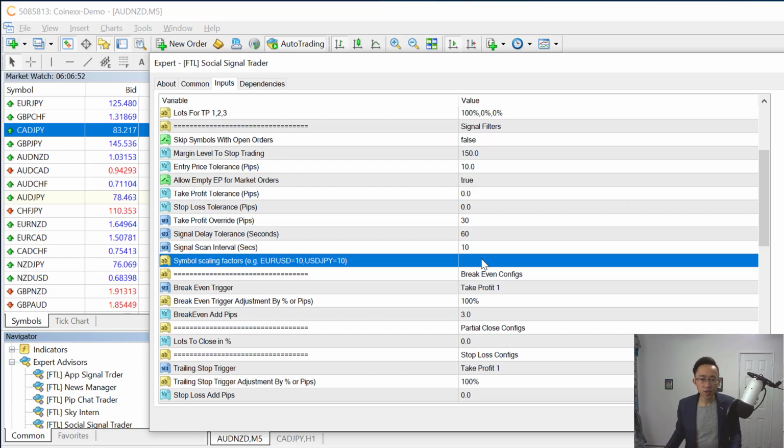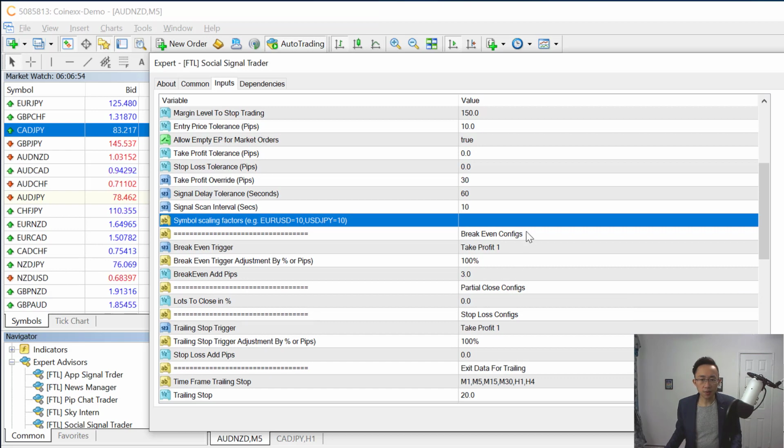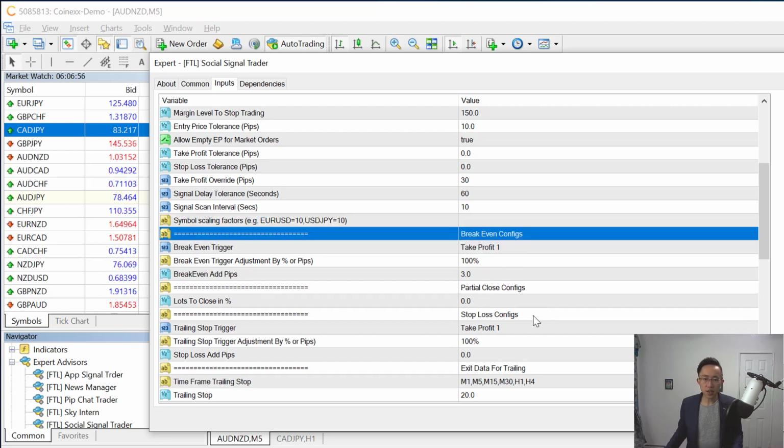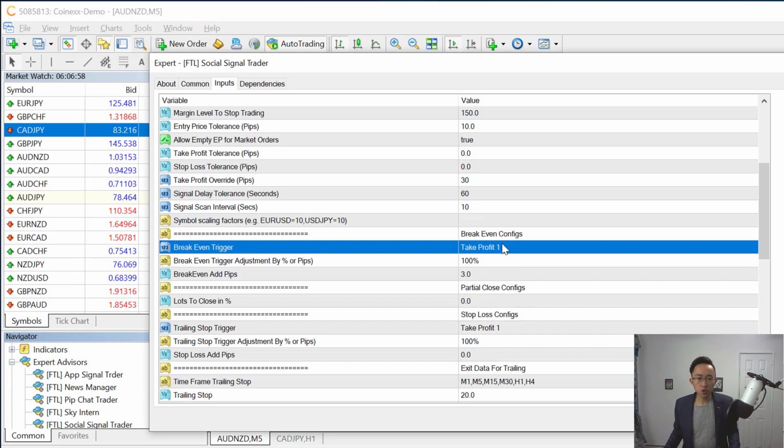Okay, so now let's move on to break-even configurations. Of course, break-even is as trivial as it sounds, it's break-even. So when do you want to trigger it?